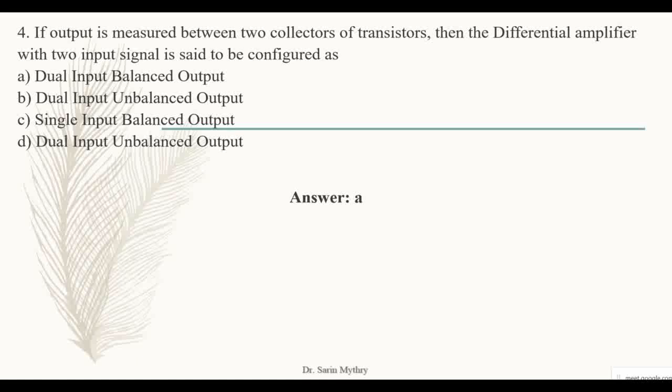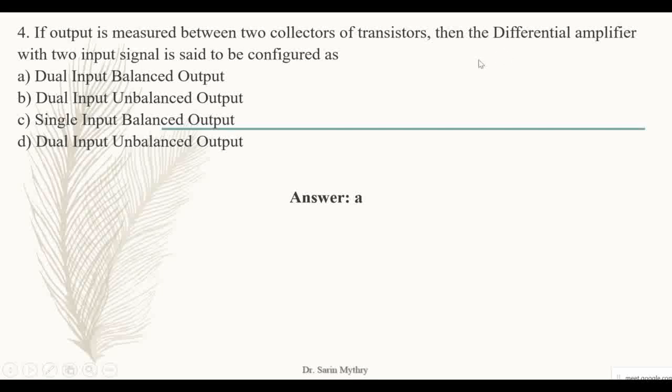Because in the question it is mentioned that the differential amplifier is given two input signals, and it is also obtaining two outputs. The output is measured between the two outputs. It means it has two input signals and two outputs, so the differential amplifier is dual input and balanced output. Whenever there are two inputs and two outputs, we call it dual input and balanced output.